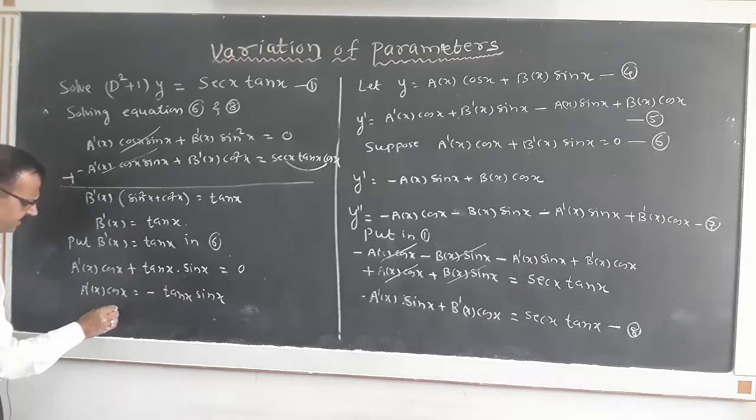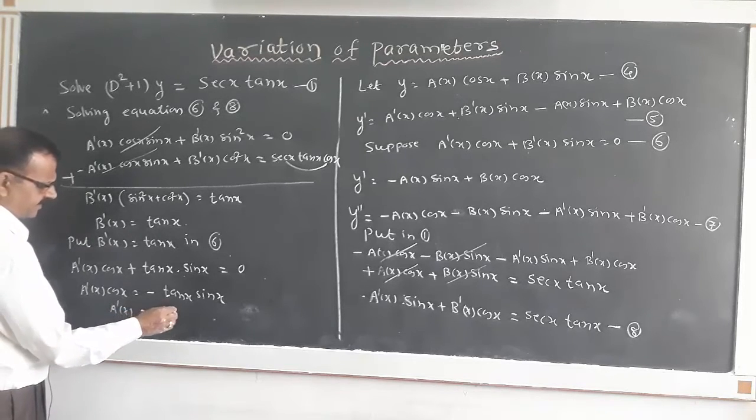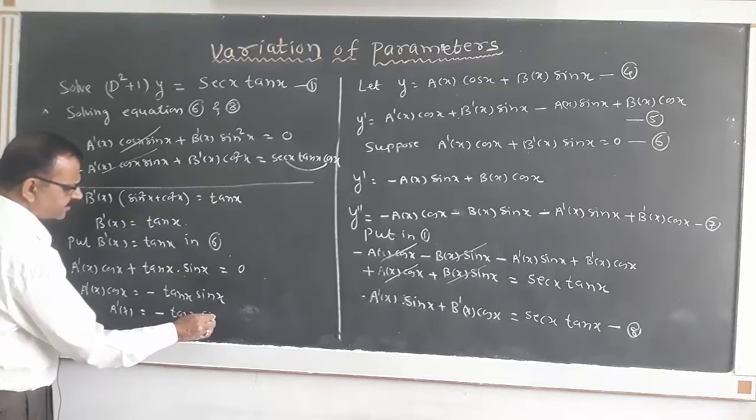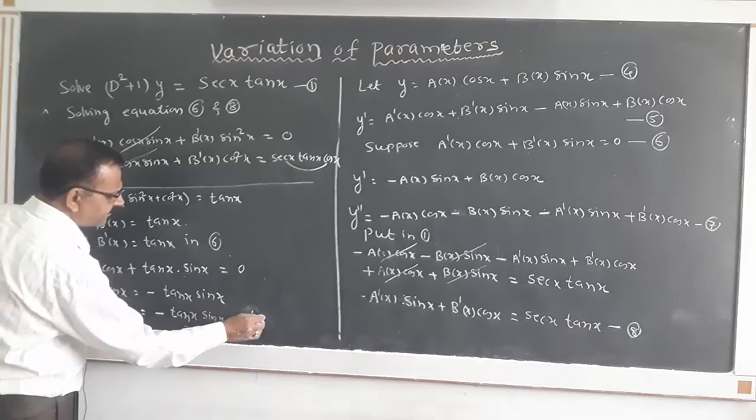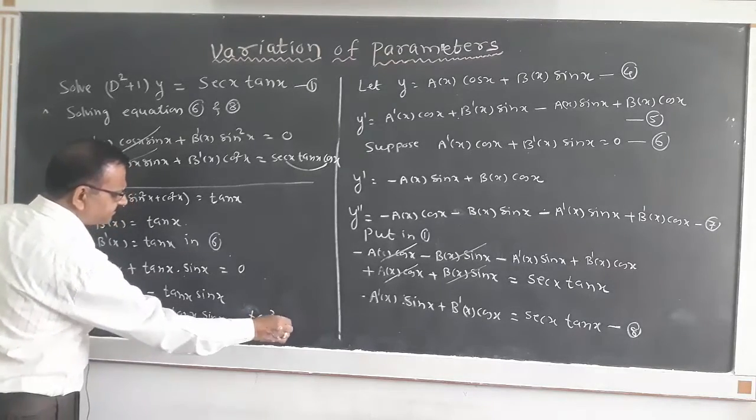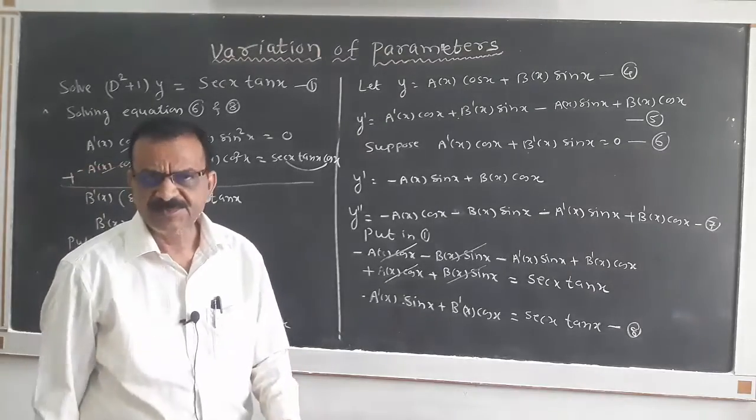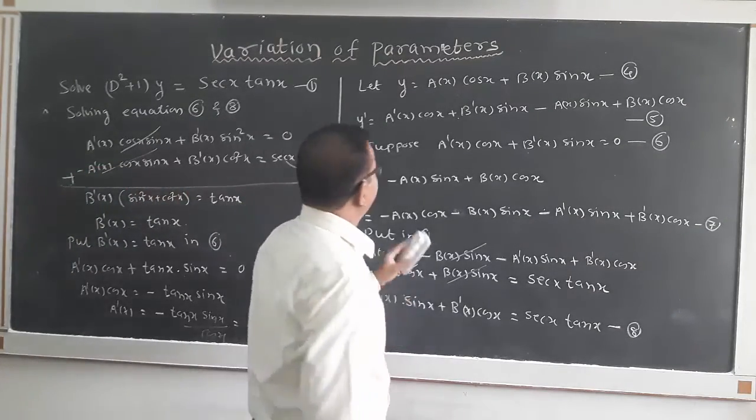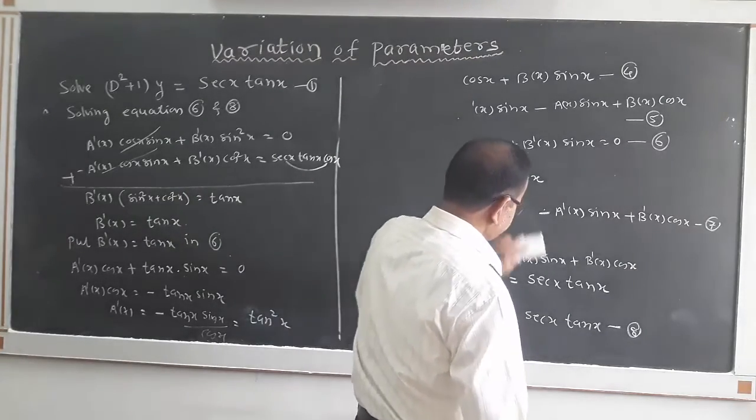And therefore, a dash x equal to minus tan x into sin x by cos x, and it is nothing but tan square x. A dash x equal to tan square x, b dash x equal to tan x. Integrating these values, we can obtain a and b.